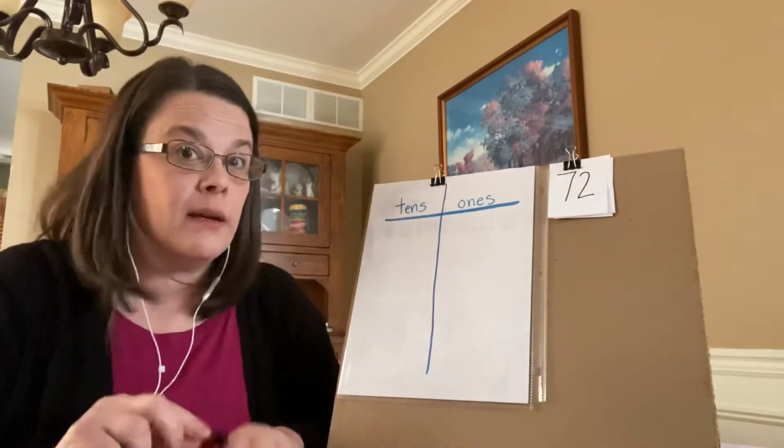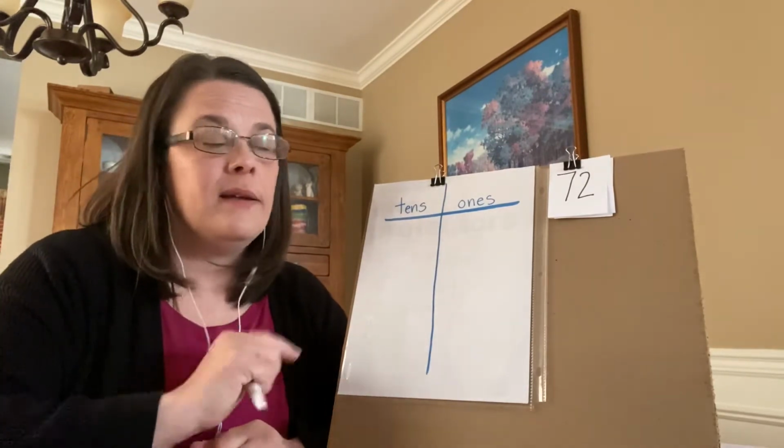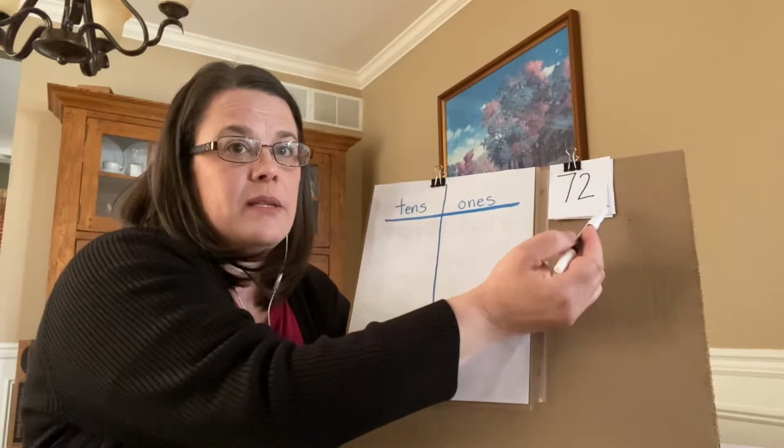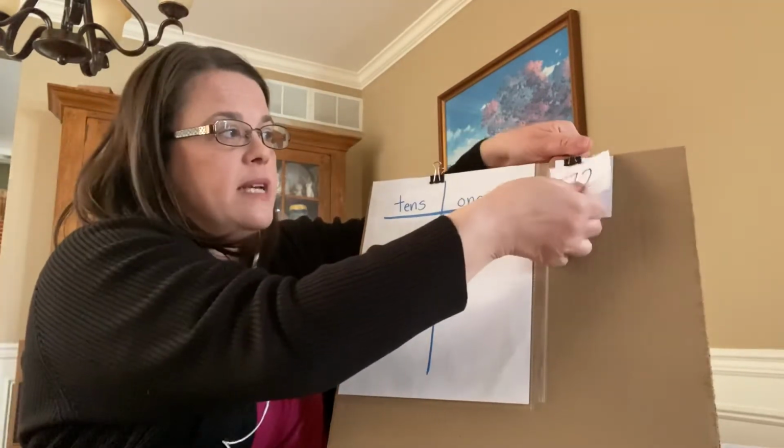Do you need the hundreds chart this time? You might not, but if you do, you can write it in. 7 is in the tens place, 2 is in the ones place. So what does that mean for today's lesson?